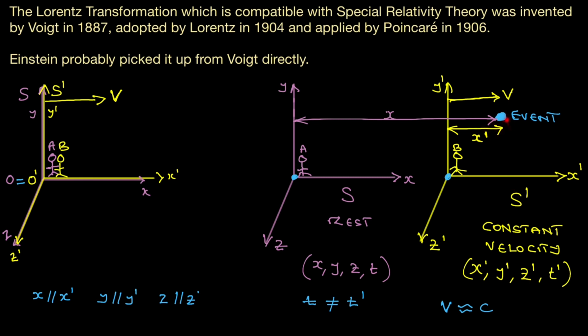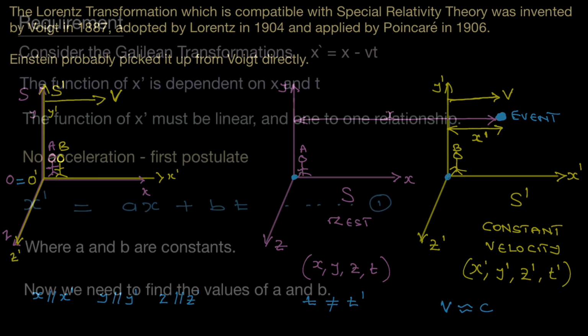If an event happens in the S prime frame of reference, then observer A from the S frame will see the event differently. So we are going to derive the transformation of what observer A will see when events take place in S prime.